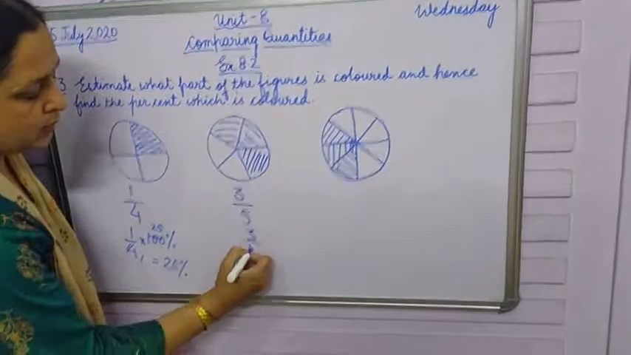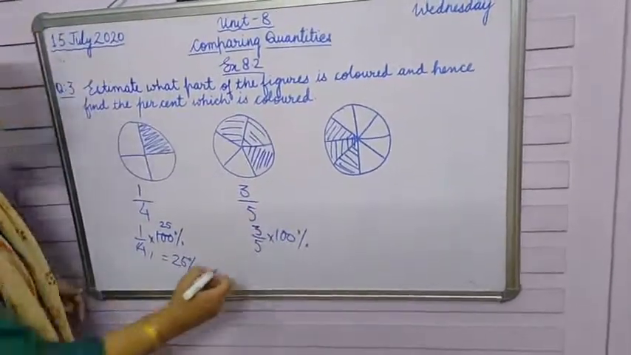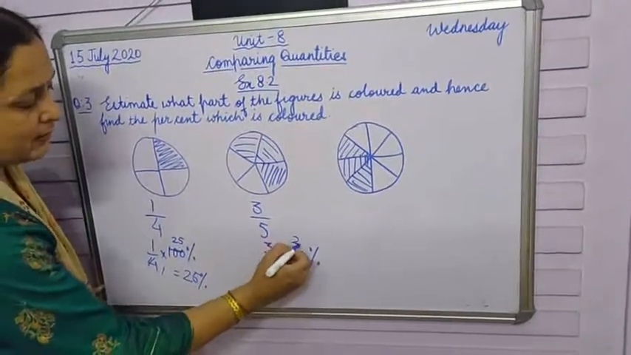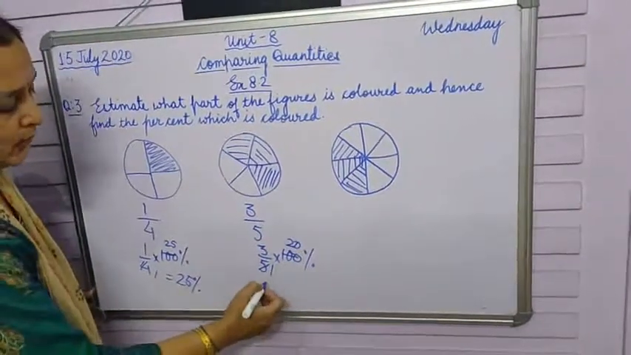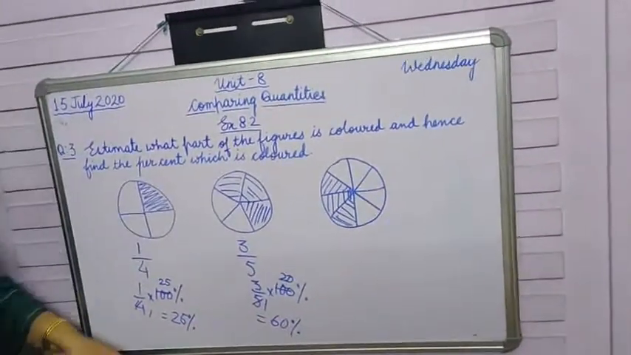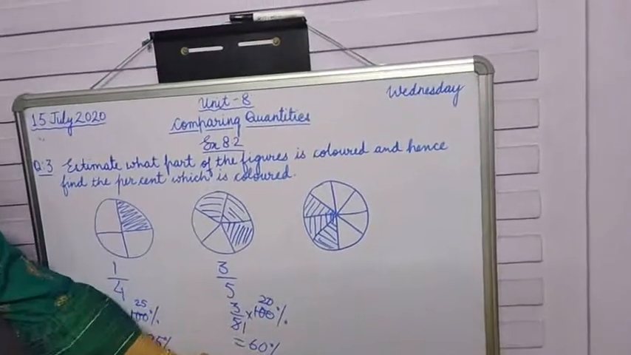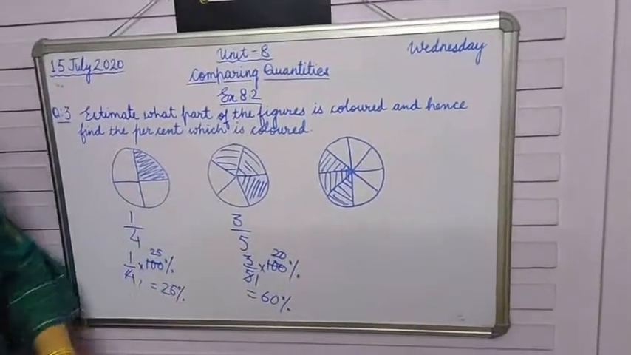Now if I want to convert it into percent, it is 3 upon 5 into 100%. 5 ones are 5, divide this 100 also by 5 and you get 20. So it comes out to be 60%. 3 into 20 is 60 and we have only 1 in the denominator. So that means it is 60%.